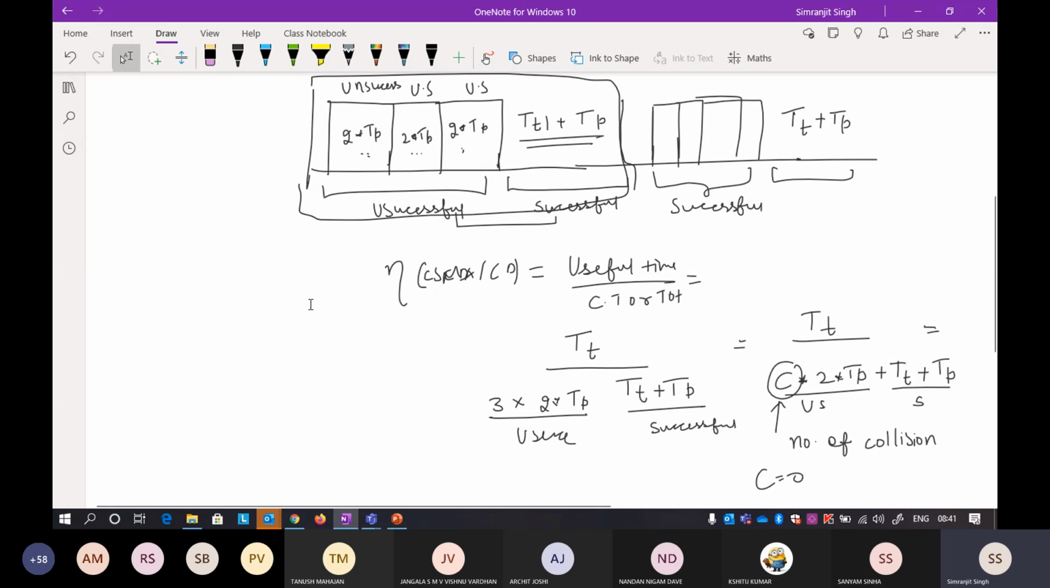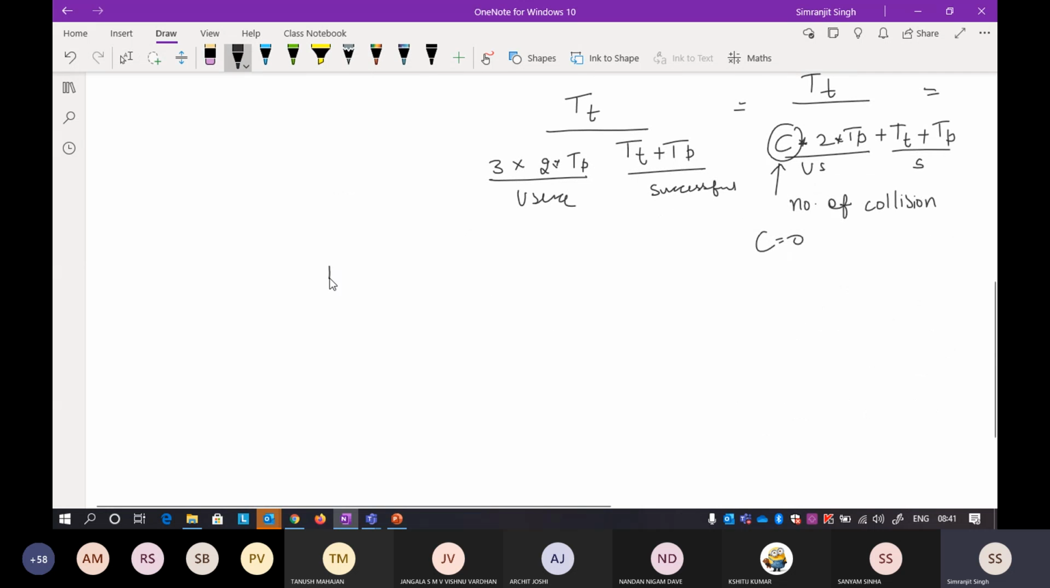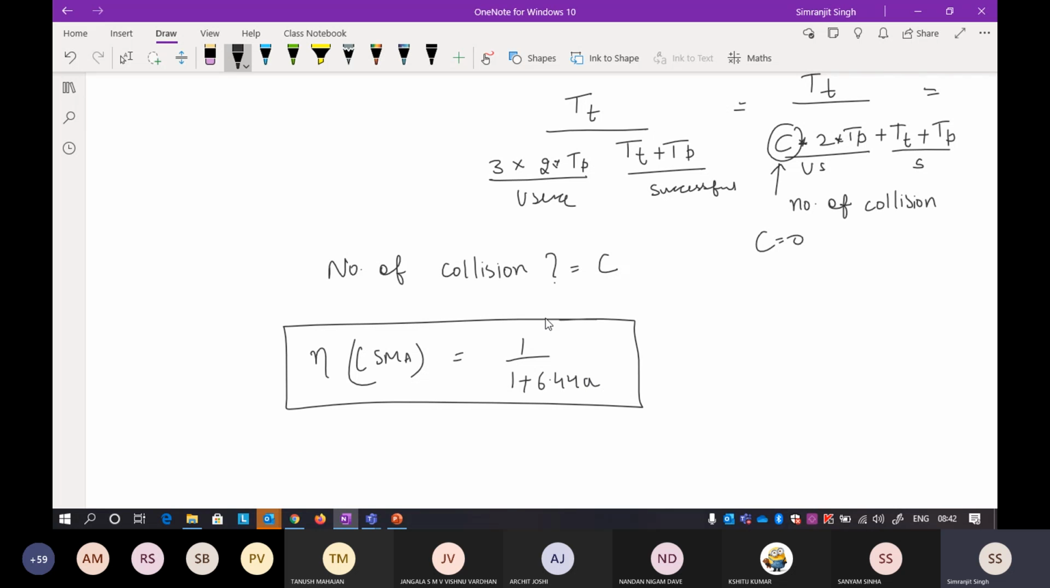Now the question is, what exactly is the number of collisions here? How can you calculate it? There are many ways to calculate it, but in the end I am just telling you that if I solve the number of collision term, the efficiency formula of CSMA/CD is given as 1 over 1 plus 6.44 alpha. This is your main formula for CSMA/CD.